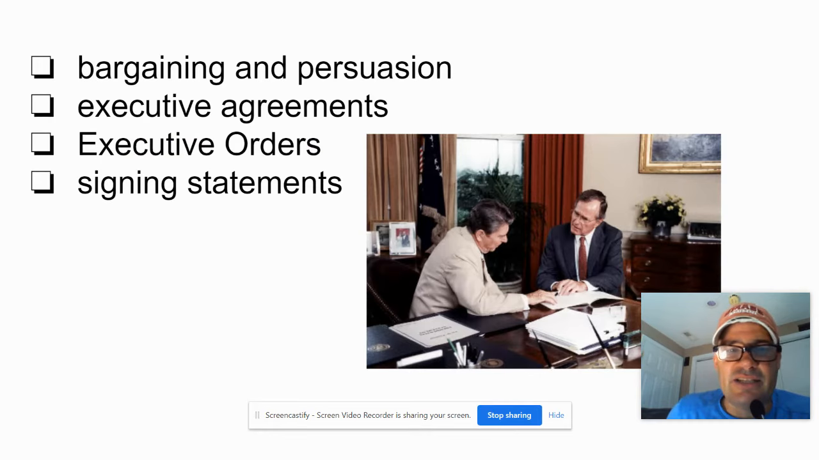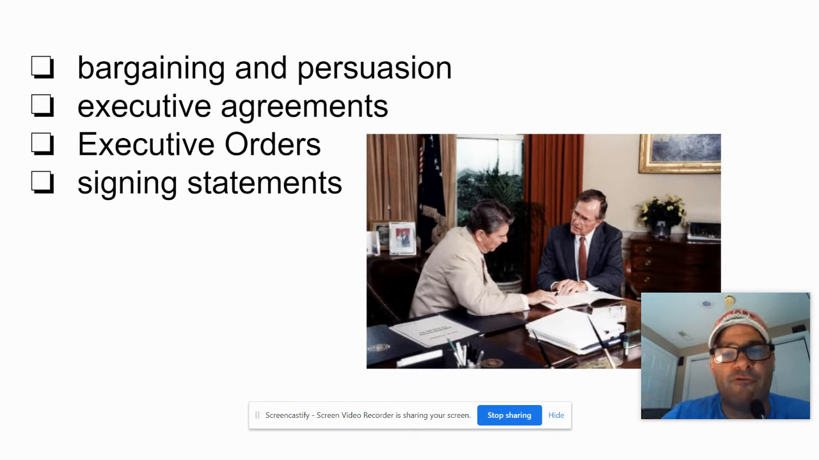All right, a signing statement is when a president signs a bill into law, but then says how they will interpret it. They might even say in the signing statement, I disagree with this part of the bill, I'm not really going to do it. So they're saying what they're going to enforce and how they're going to enforce it. Now, remember, the next president could come in and interpret it differently, so it's not permanent.